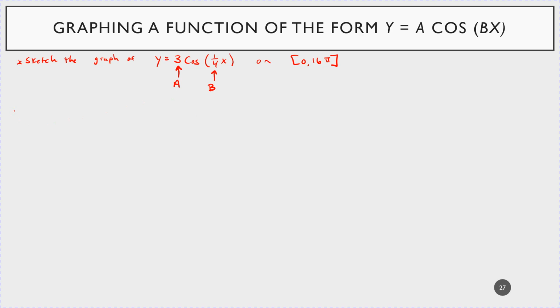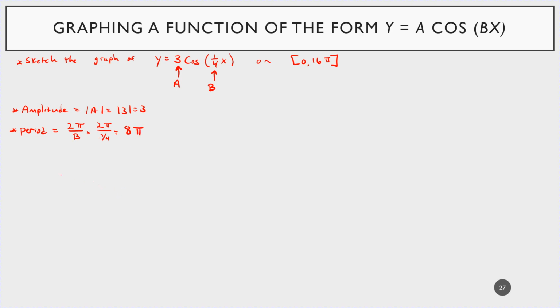So let's go through this. What's the amplitude? It's equal to the absolute value of a, which is the absolute value of 3. So 3. So it's going to stretch it a little bit. So instead of going from -1 to 1, it's going to go from -3 to 3. All right, now my period, that's 2 pi over b. So that's 2 pi divided by 1/4. So keep, change, flip. So this ends up being 2 pi times 4. So my period now is 8 pi.